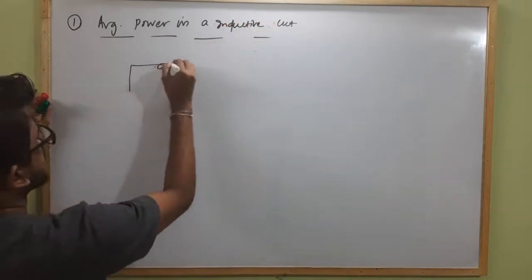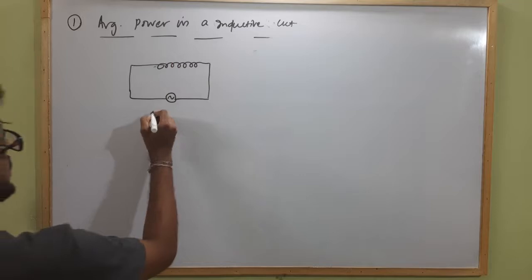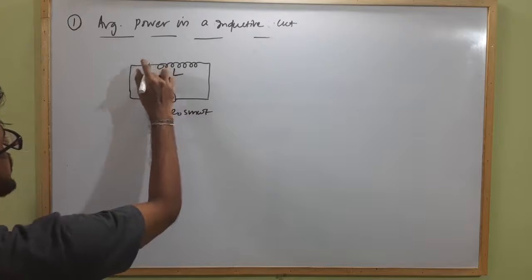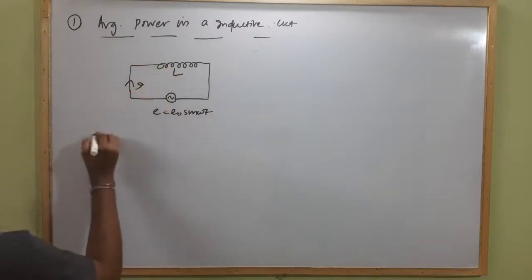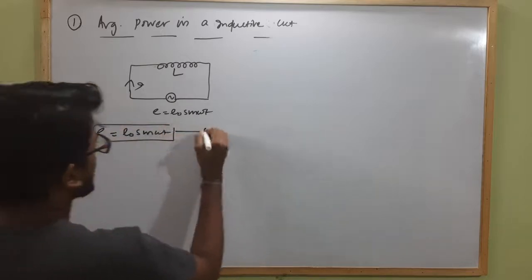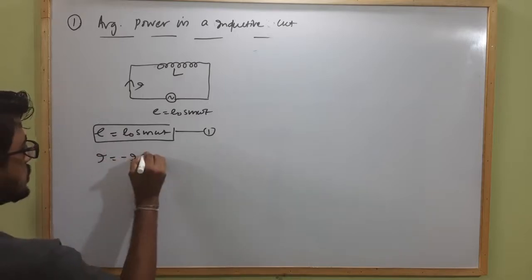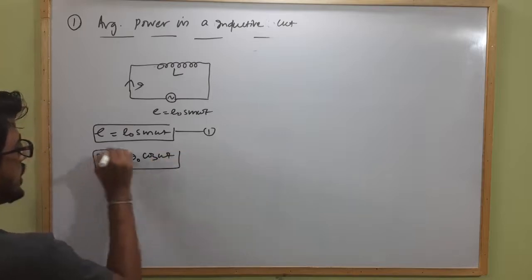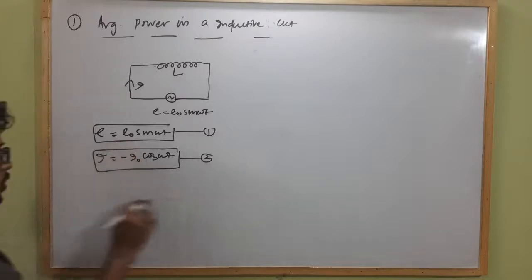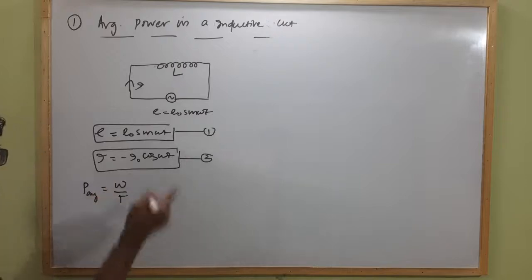So let here is a inductor which is connected with a alternating EMF E equal to E naught sin omega t, and inductance of the inductor is L. Current I is flowing through it. So as we know, if E equal to E naught sin omega t be the EMF applied across the inductive circuit, then the current will be minus I naught cos omega t. We already derived this one in previous lecture.